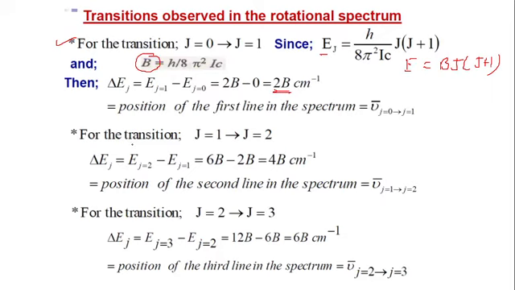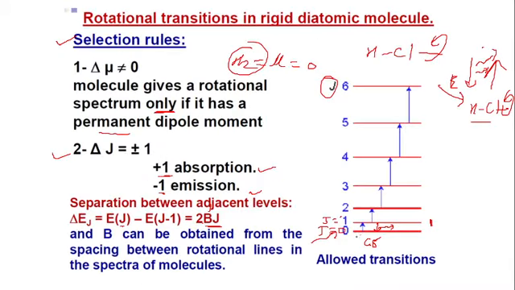That means what? This is the position of the first line in the spectra. Okay, that means this is the difference between the two lines. This difference is 2B.